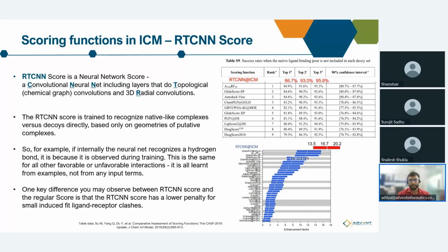So there was an internal study where we compared RTCNN and all the available scoring functions, and on that, while ranking the top three poses or candidates in a sample set, RTCNN was the top ranking scoring function. It outperformed even our own physics-based scores, outperformed Glide score, AutoDock Vina, Glide XP, and everything, right? And in the same study, it was mentioned that RTCNN is giving us the best enrichment factor as well.